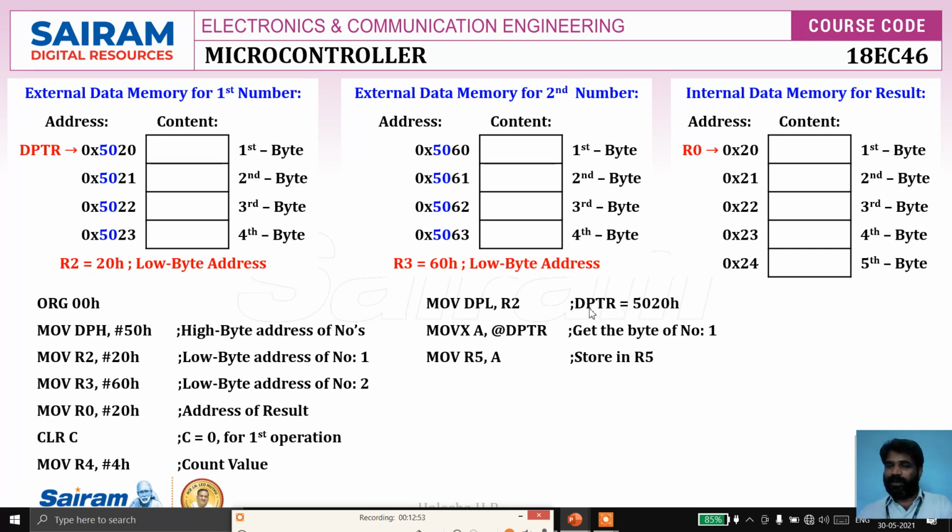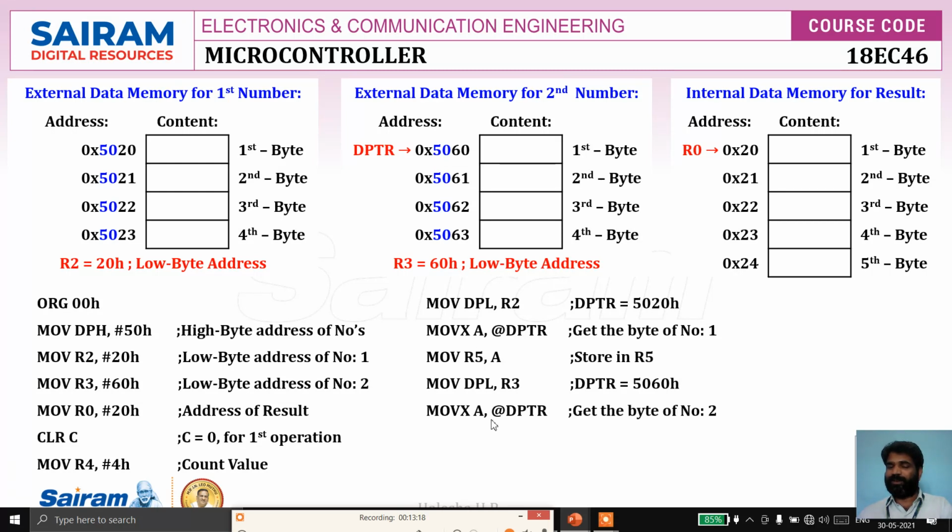And then configure DPTR to point to the start address of number 2. The low byte address is stored in R3, so MOV DPL, R3. DPH is already 50H and R3 is 60, so DPTR becomes 5060. It is pointing to location 5060. Get that number into the accumulator. So now the accumulator has the first byte of the second number, and R5 has the first byte of the first number.